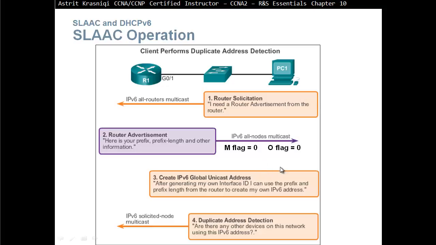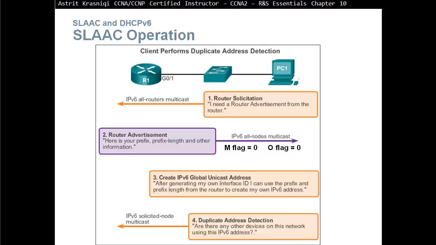After the client has assigned itself an interface ID, it will create an IPv6 global unicast address. After generating my own interface ID, I can use the prefix and prefix length from a router to create my own IPv6 address. So using the prefix the router is generating, it creates its own IPv6 unicast address.